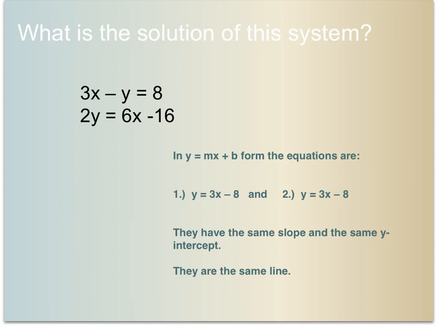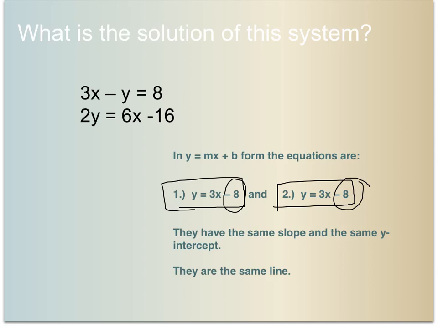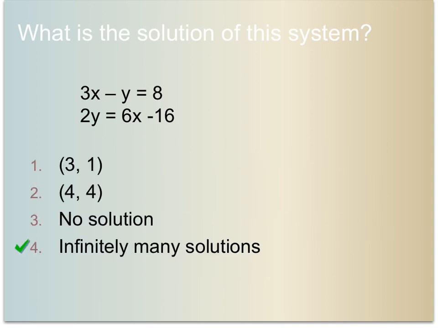Well, how did you do? Once you put them in y equals mx plus b form, you should have gotten y equals 3x minus 8. And for the second equation, you should have also gotten y equals 3x minus 8. And you might have at first thought, well, they've got the same slope, they're parallel, but they've also got the same y-intercept. So that means they're going to cross at the same y-intercept. So the lines are exactly the same. And two lines that are exactly the same share all the same points. And lines that share all the same points have infinitely many solutions.